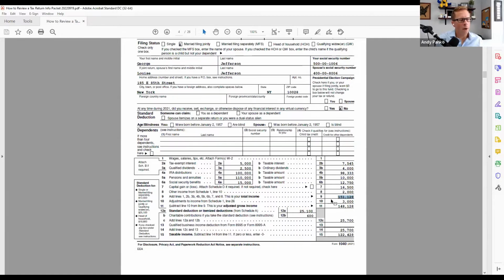So after subtracting out these deductions from line 10, you're now left with line 11, adjusted gross income. This is a biggie. Pay attention to this. This not only is important because it eventually flows into the amount of income that's taxable, it feeds lots of other things throughout the tax code.